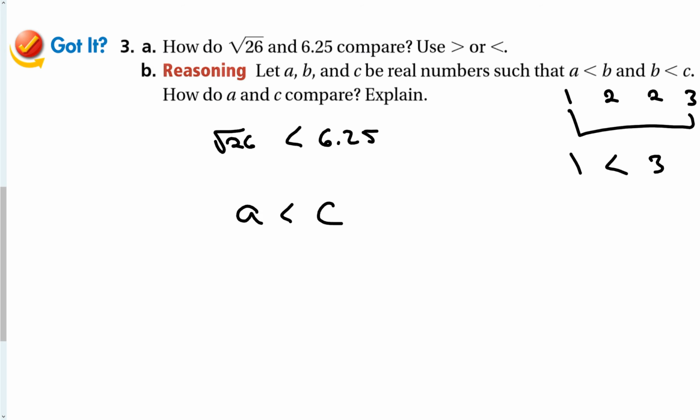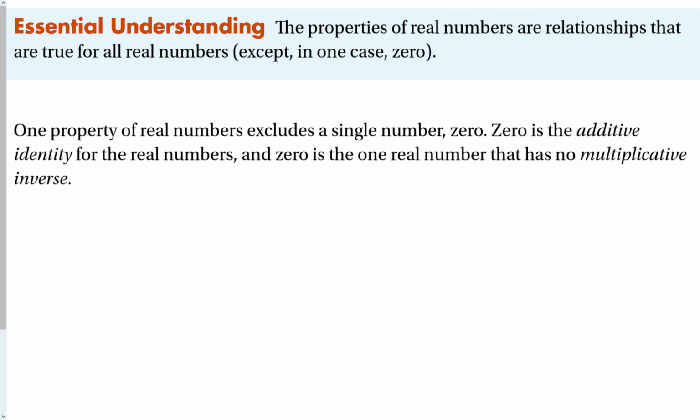So you can say that if a is less than one thing, and that new thing is less than this third thing, the first thing is going to be less than the third thing. Okay? So hopefully that made a little bit of sense.